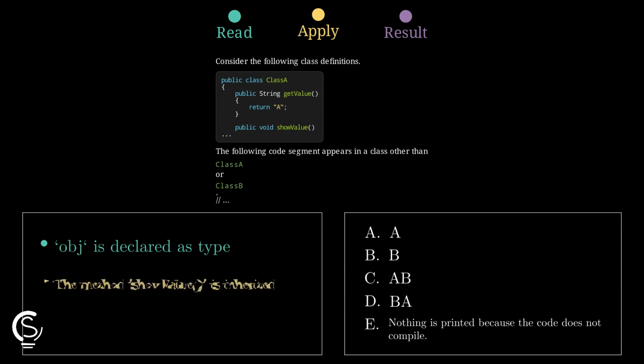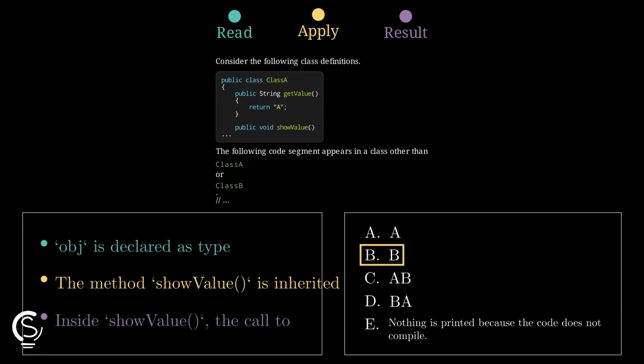Dynamic method binding uses the actual object type. It runs the class B version of value, returning the letter B for the output.